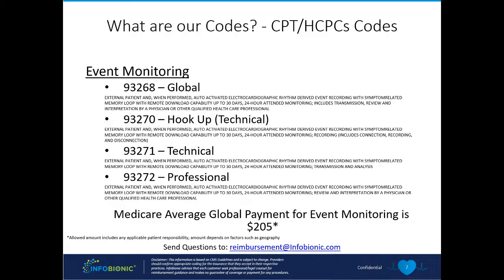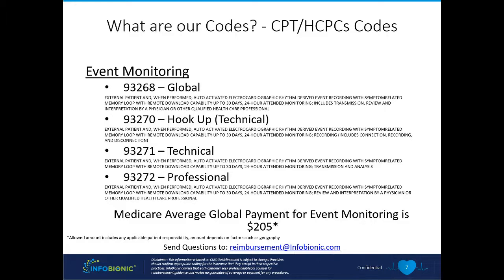And the global 93268 includes the hookup 93270, the technical 93271, transmission analysis, which is also part of attended monitoring, and the professional 93272, which is review and interp. The national average Medicare payment for 2019 is $205 for event monitor. And as mentioned before, that depends on your geography.